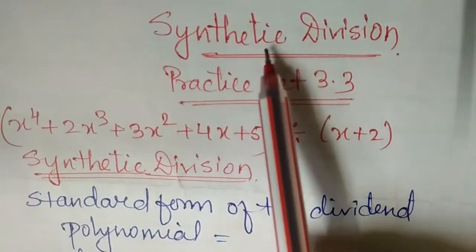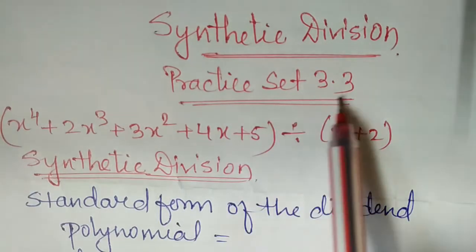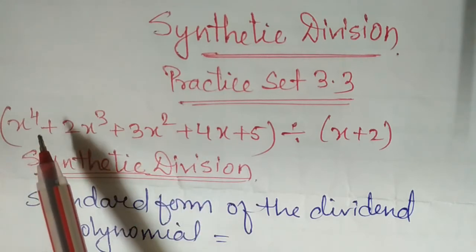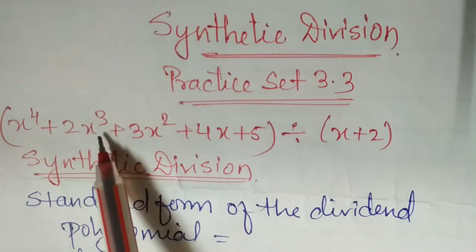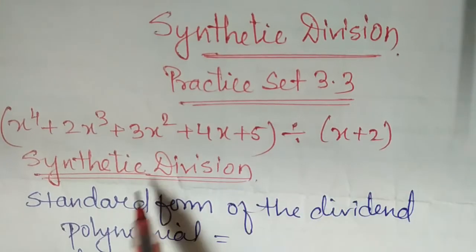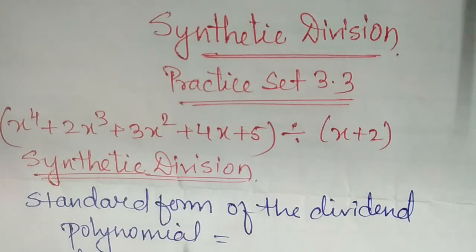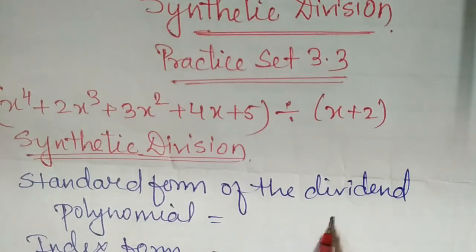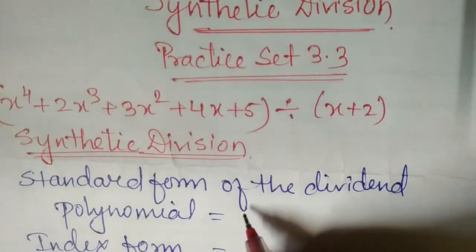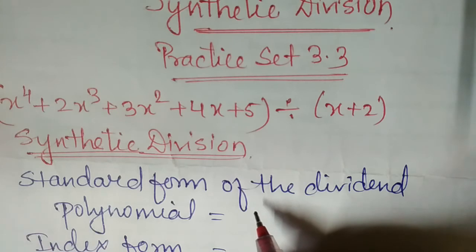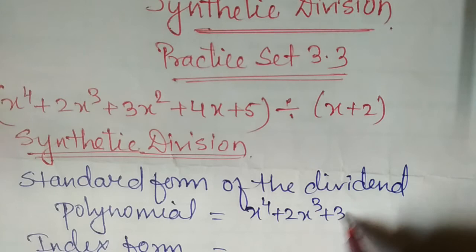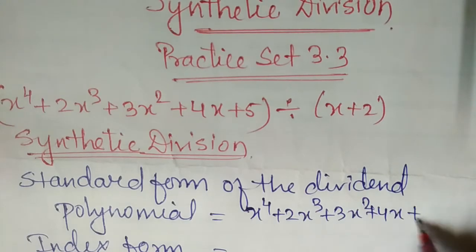Now we will move to the synthetic division, that is the practice set 3.3. So one example we will do for synthetic division so that it will be more clear for you. x raised to 4 plus 2x cube plus 3x square plus 4x plus 5 divided by x plus 2. So in the synthetic division method, first of all we have to write the standard form of the dividend polynomial. So x raised to 4 plus 2x cube plus 3x square plus 4x plus 5.